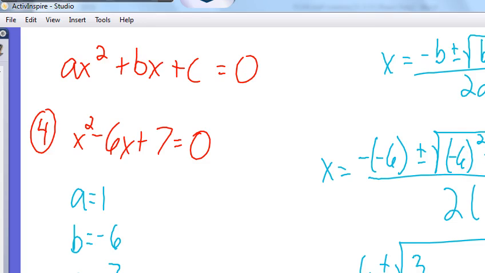Negative 6 times negative 6 is 36. Minus 4 times 7. Now, especially on this part, just make sure if you have negatives, keep it all straight. If you have negatives under negatives, positive; if you've got three negatives multiplied together, it's going to be negative again. So minus 4 times 1 times 7, that's going to be a negative 28, over 2 times 1, which is 2. 6 plus or minus the square root of 36 minus 28, which is 8.